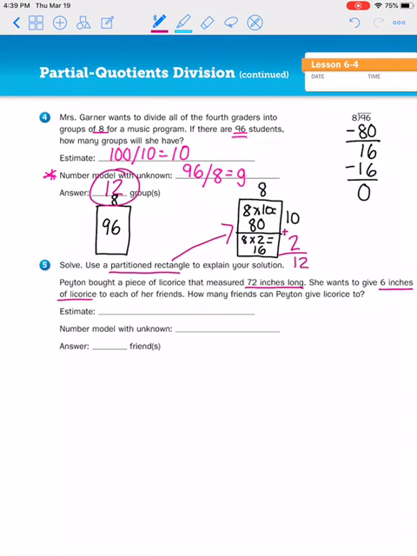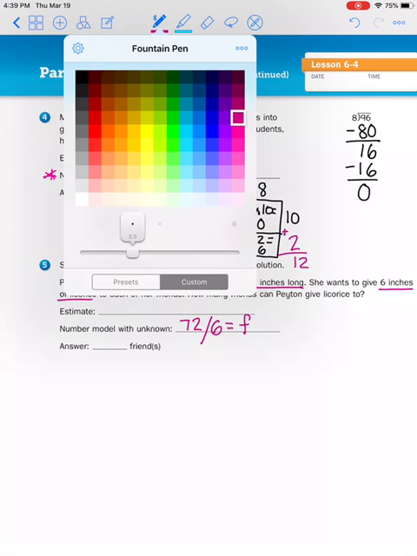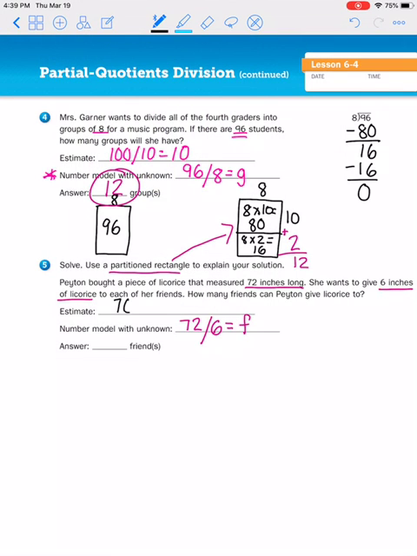So we're going to start with that number model with the unknown again. She has 72 inches of licorice. She's going to give 6 inches to each of her friends. How many friends could she give 6 inches of licorice to? So my estimate is going to be 70, because 70 is close to 72, divided by 7, because 7 is close to 6, equals 10. I think about 10 friends she can give the licorice to.